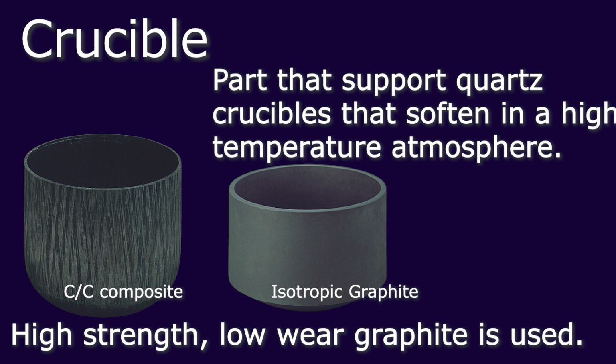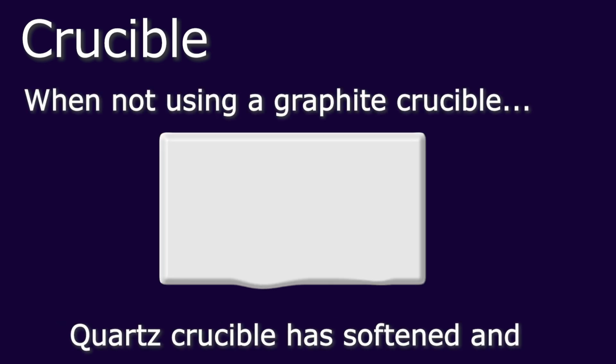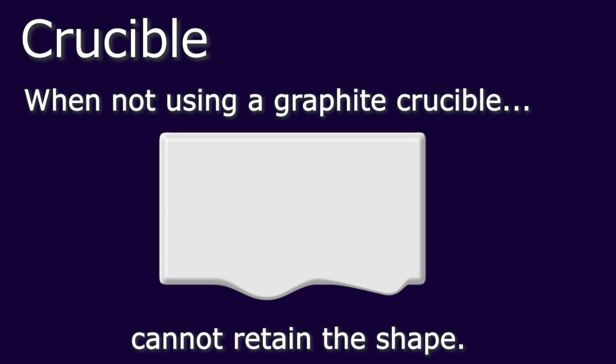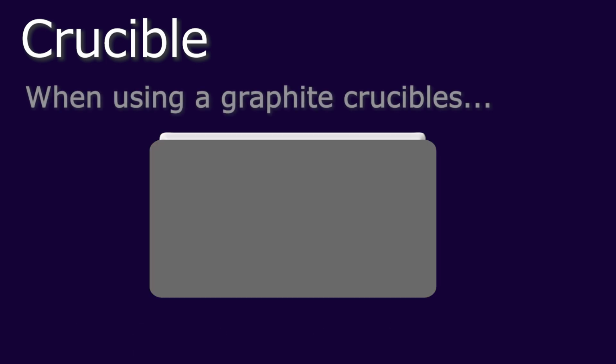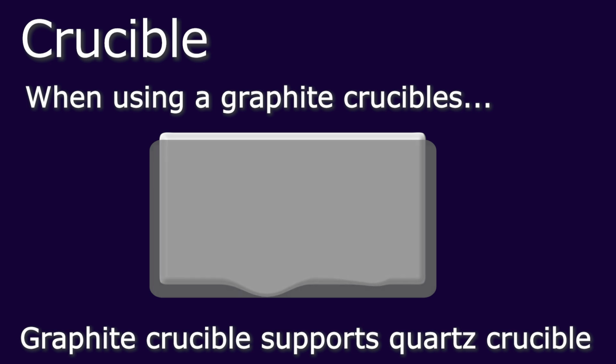Quartz crucibles soften at high temperatures. Graphite crucibles are the supporting component of quartz crucibles. Graphite crucibles are made of high-strength, low-wear graphite. At high temperatures, quartz crucibles soften and do not retain their shape. Graphite crucibles do not soften and can support quartz crucibles.